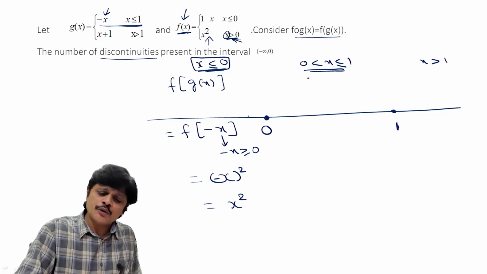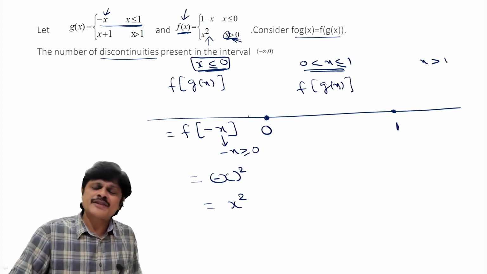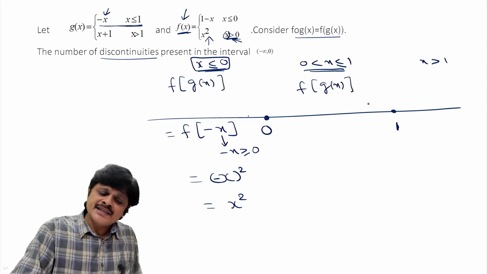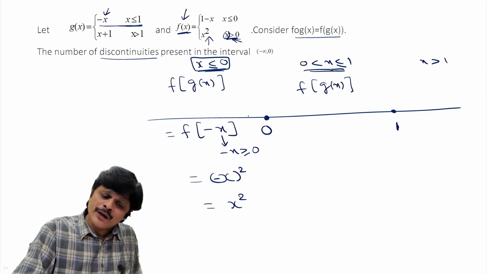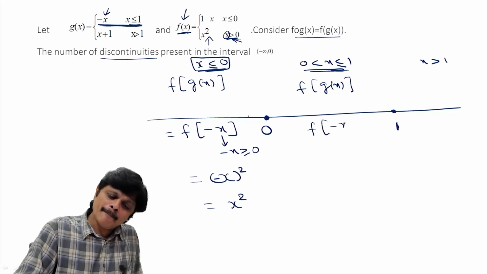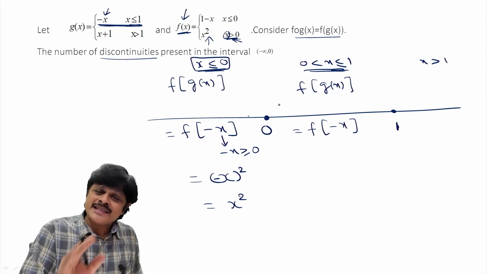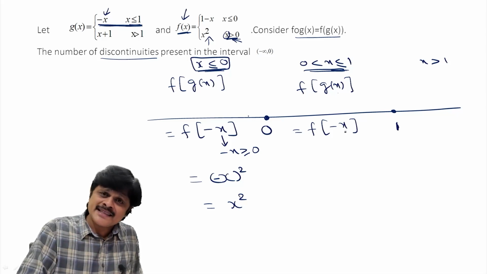Now from 0 to 1, let us see f of g of x. What is f of g of x for 0 to 1? See, g(x) is still, we are talking about x less than or equal to 1 only. So g(x) up to 1 is minus x only. So it is f of minus x. But now x is greater than 0, means x is positive. So minus x is negative.